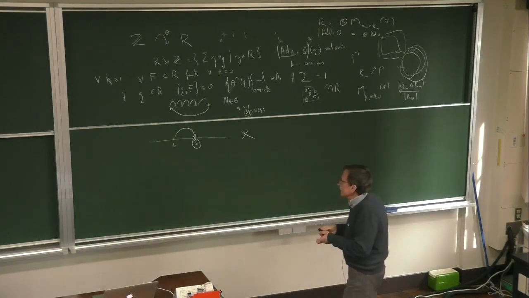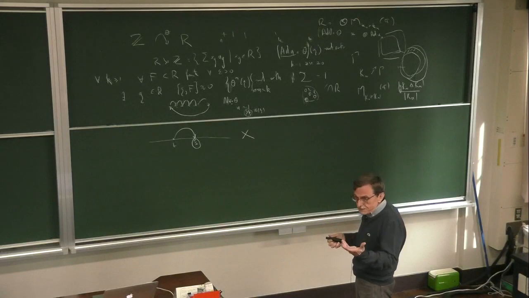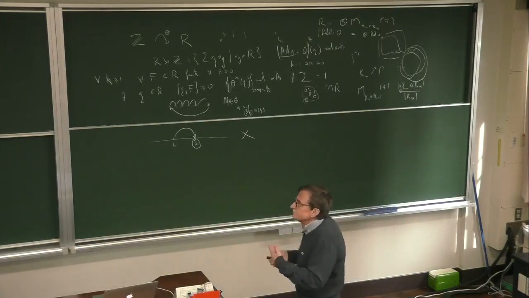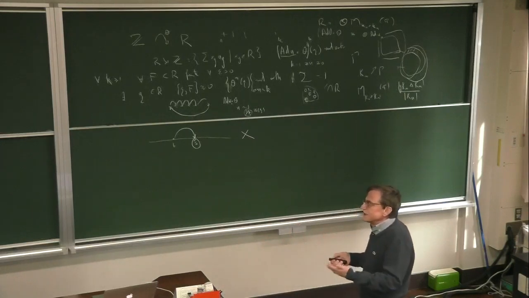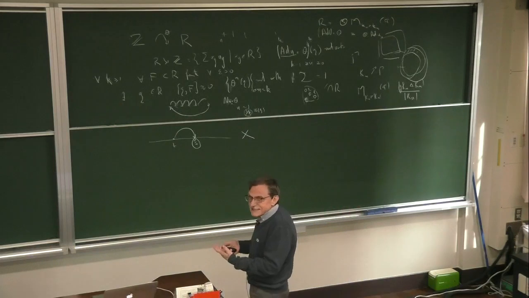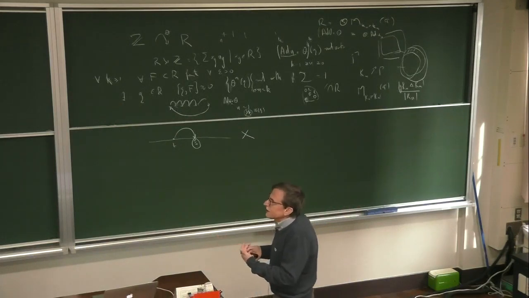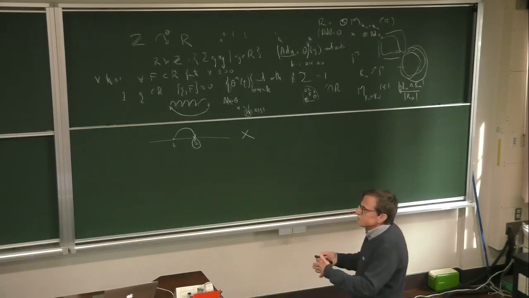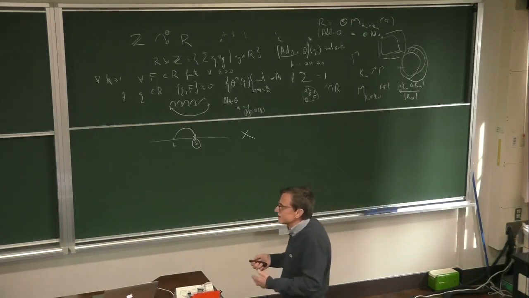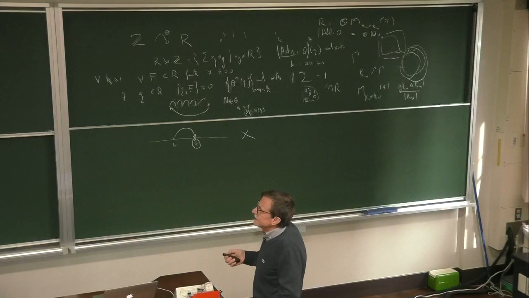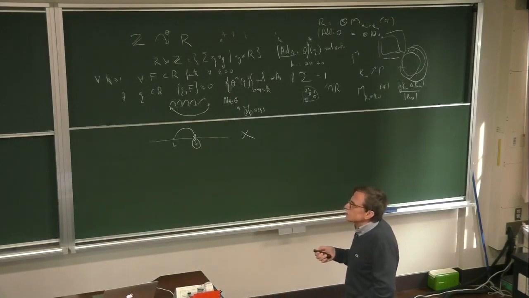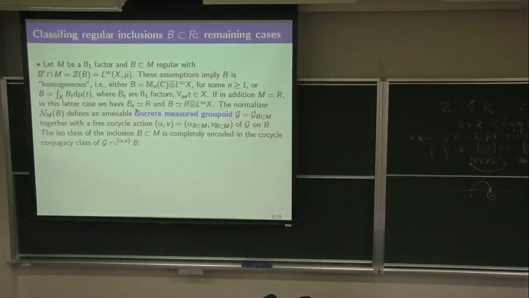And intuitively it is very obvious. Actually, the intuition is not good if you take X to be discrete, just finitely many points, because then the situation becomes trivial. So, okay, it's a discrete measured groupoid.